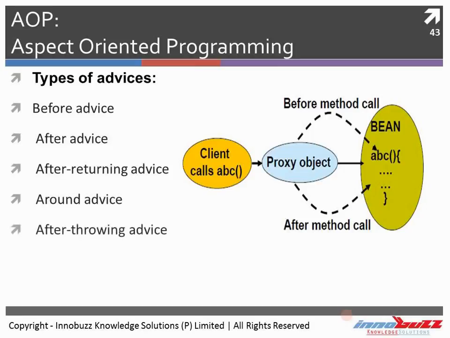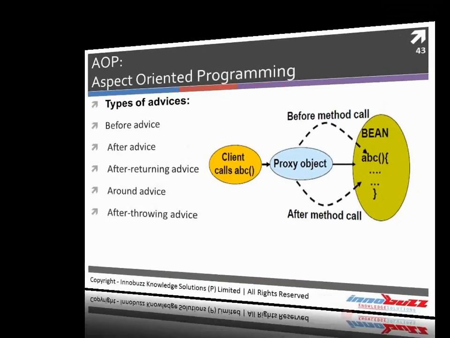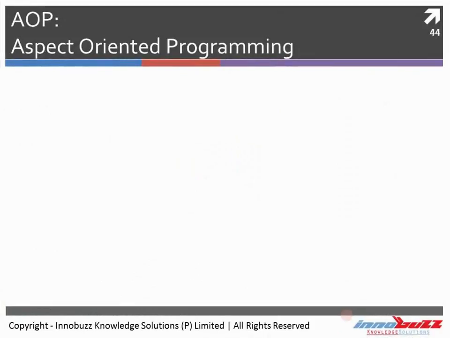And then there is after throwing advice. So this advice functionality takes place after the advised method throws an exception. So whenever you have basic functionality to show, then you can write this advice which is after throwing whenever there is an exception thrown within your business logic method. Aspect-oriented programming. AspectJ.